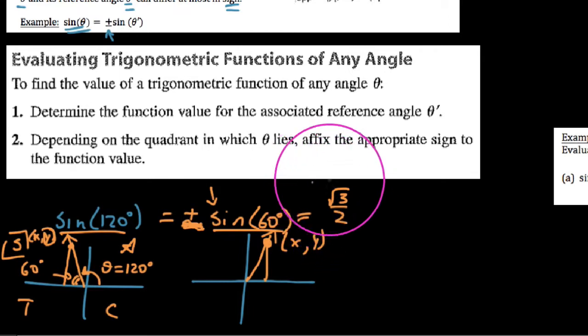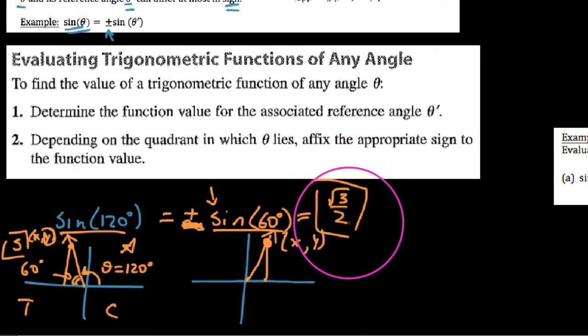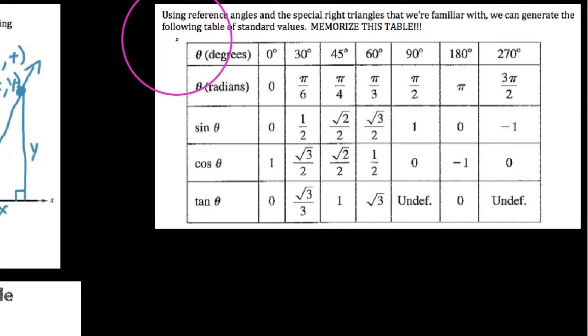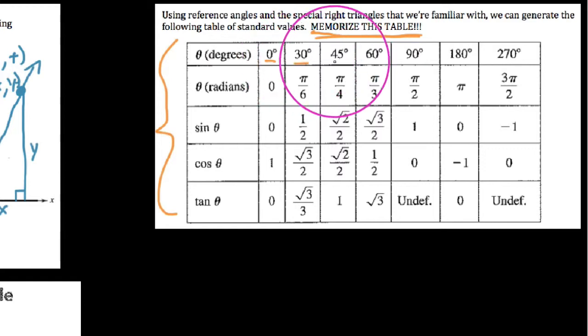Now, why do I know this is root 3 over 2 very quickly? I will tell you this, I can't help you here. You're going to have to know this, but I mentioned this up here. We say use reference angles and special right triangles that we're familiar with to generate the following table of standard values. Basically, I've already generated this table for you, but I want you to memorize all of these values here. And you'll notice that I'm including values like 30, 45, 60, but I also have 0, 90, 180, and 270.